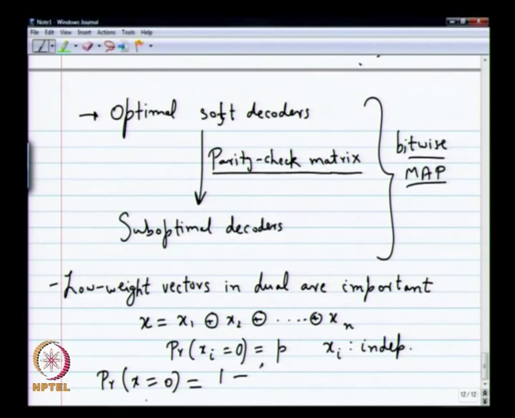1 minus 2p raised to the power n by 2. So this is another way of writing that expression. It is quite easy to say. As n becomes large, whatever the value of p is, what is going to happen to this probability? Yeah, this tends to half as n tends to infinity. We are going to take p to be less than a half, for instance. Then this works out.